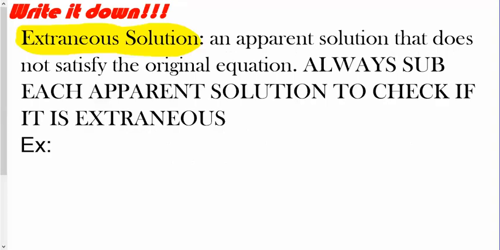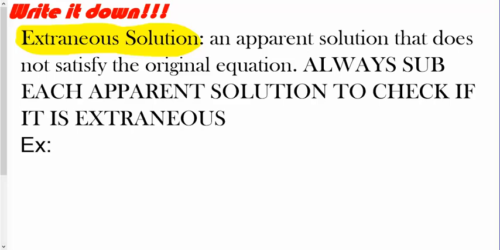First, let's talk about extraneous solutions in general. An extraneous solution is an apparent solution that does not satisfy the original equation. Always sub each apparent solution to check if it's extraneous. So let's look at what that may mean.